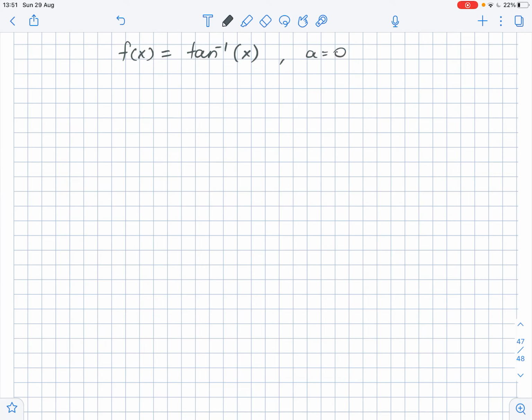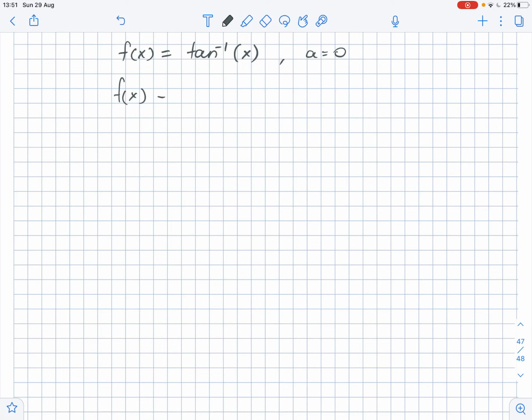So we need to differentiate the Taylor series centered at 0 for the given function. We also need to identify the function represented by the differentiated series, and we need to give the interval of convergence of the power series for the derivative.